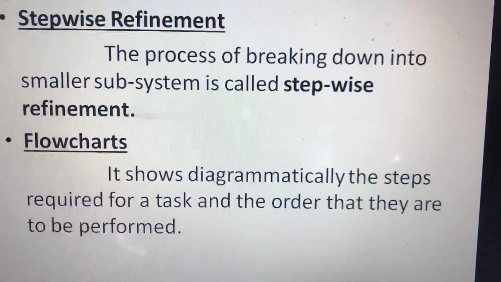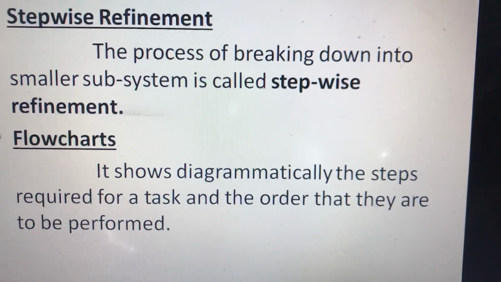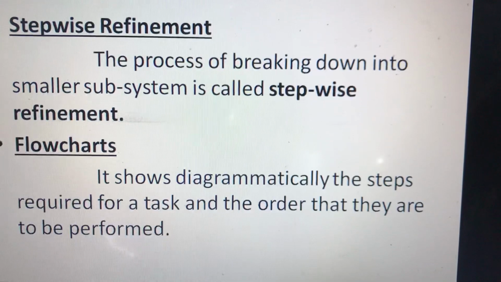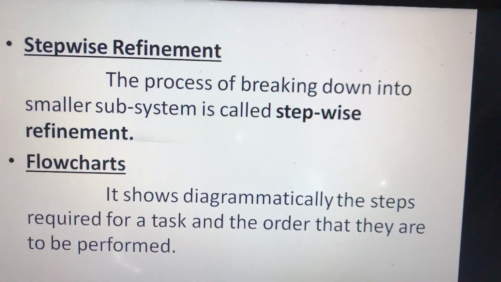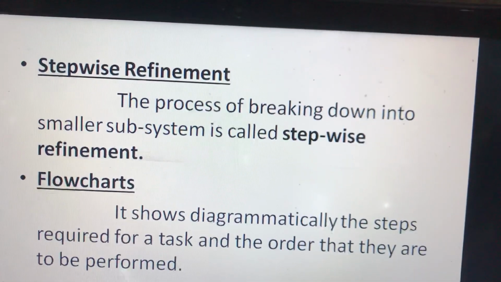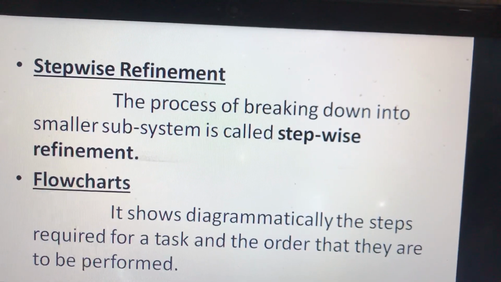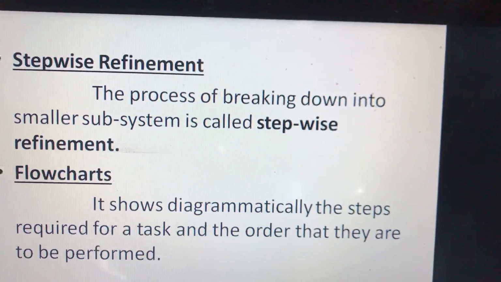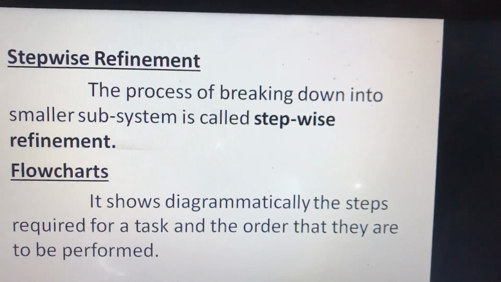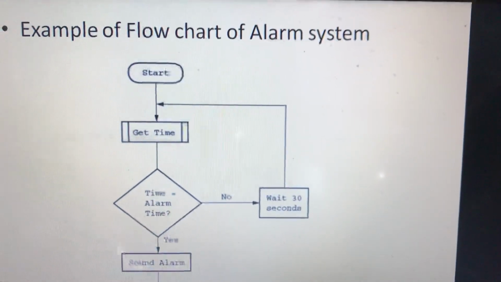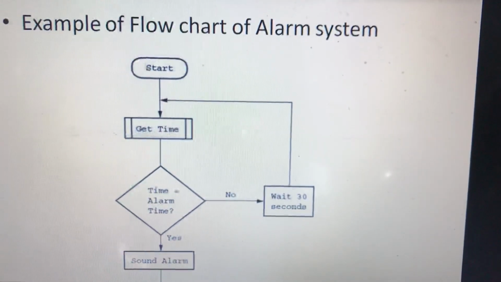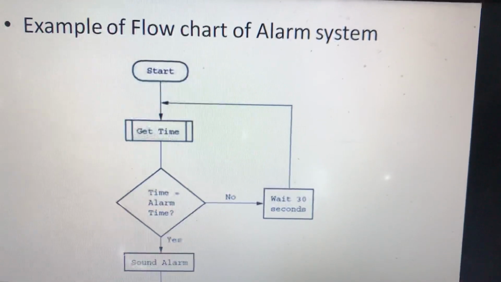Flowcharts. Flowcharts show diagrammatically the steps required for a task and the order that they are required to be performed. Or we can say it is a type of diagram that represents the workflow of the task. Next is an example of the flowchart of an alarm system. Starting from the top, it is start, get time.